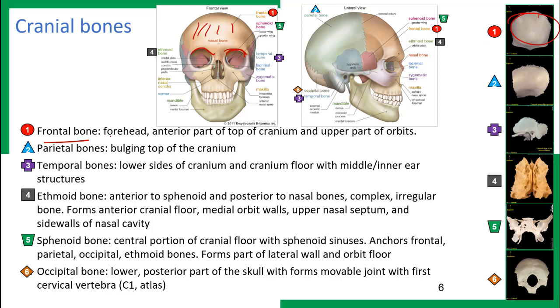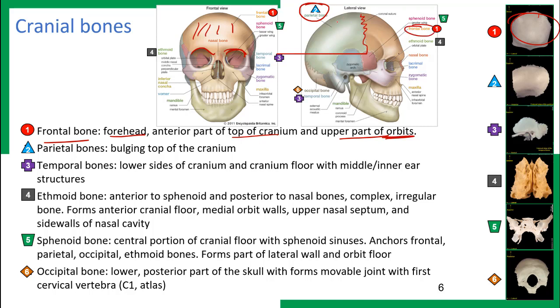It forms your forehead. As I said, upper parts of the orbits of your eyes and anterior front part of the top of your cranium, right? So this is where understanding directional terms will actually help you. The next bone is the parietal bones. You've got a set right and left. So you look at the parietal bones. That is right behind the frontal bone over here.